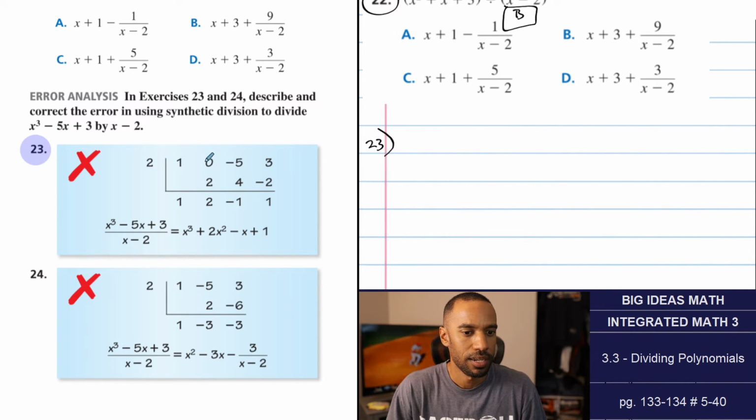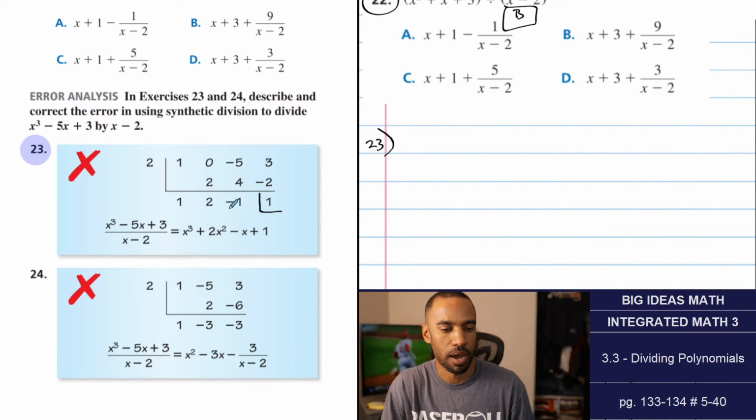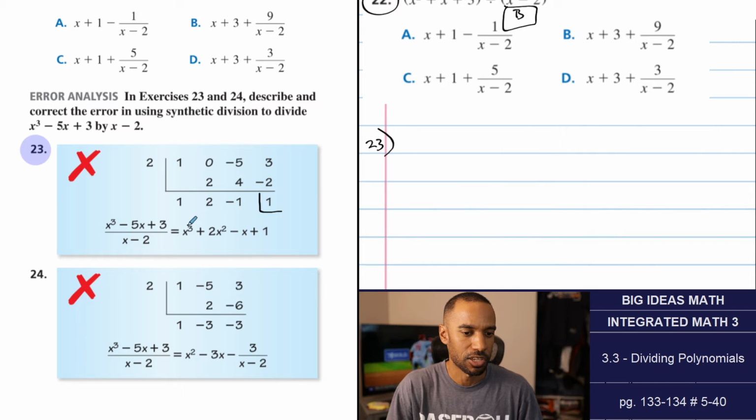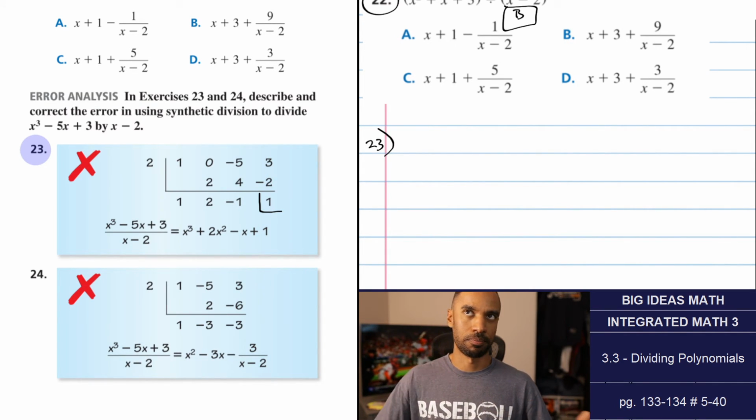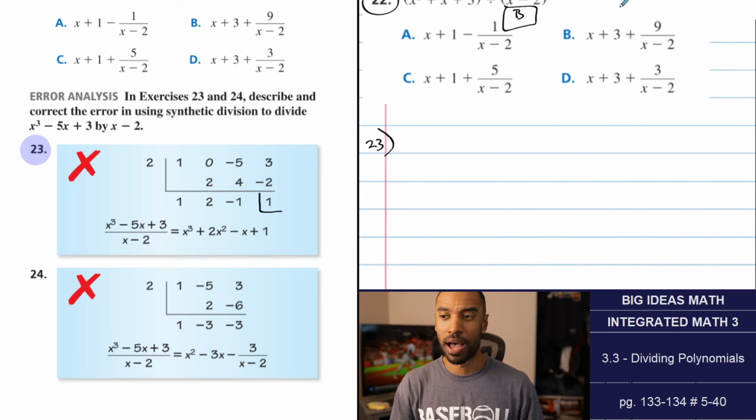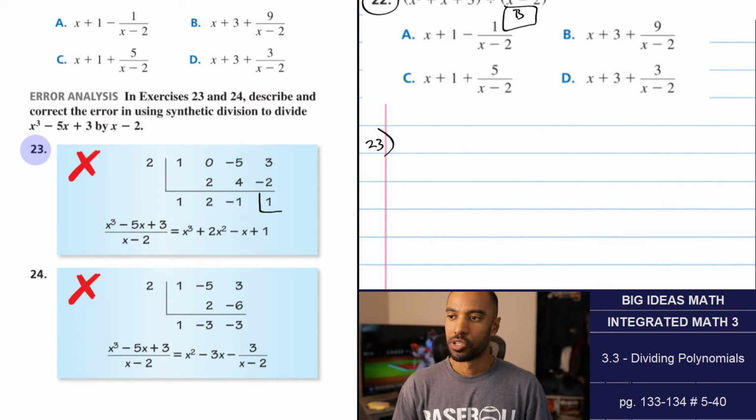All right, what did they do wrong here? They got 1. They do have the 0 placeholder, negative 5 and 3. So far, so good. Bring down the 1, multiply by 2, add, multiply by 2, add, multiply by 2, add. So far, so good. We got a remainder here, and we got this result. Oh, here's the problem. This should be x squared and 2x and a minus 1 with the remainder of 1. So they didn't reduce their degrees by 1 here. So there we go.